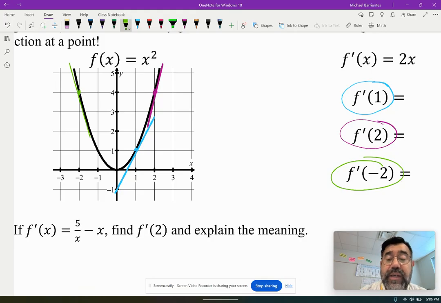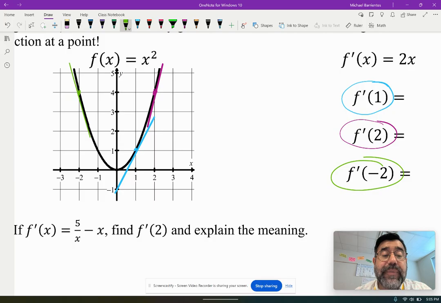I'm looking for the slope of the blue line. That would be f prime of 1. I'm looking for the slope of this magenta purplish line. That would be f prime of 2. So now the question is, how do we do that? Well, in the previous class, we talked about how we could estimate. But using the formulas that we saw in the second video, we can create a limit that's going to find the actual slope of the line.